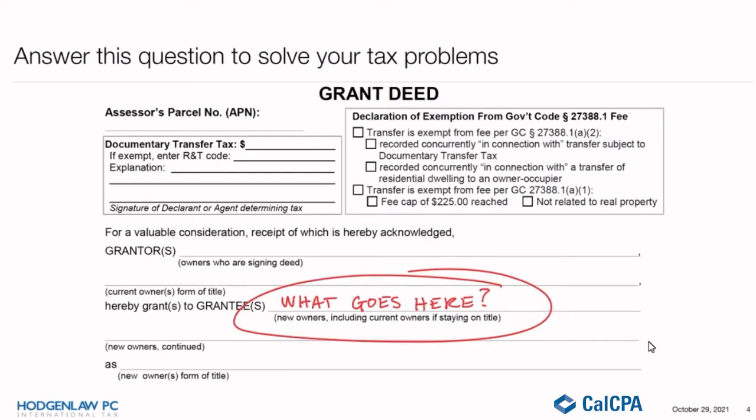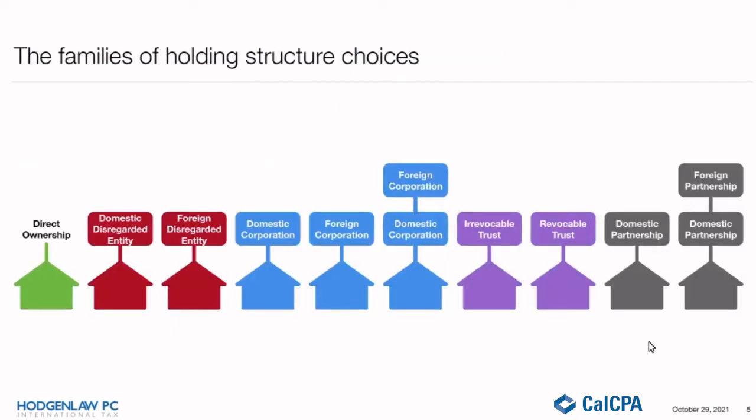So this is precisely the question that you're going to be answering when they come in and incoherently and hand wavy, they say, what do I do? This is my sort of super simple little diagram of all of the different families of choices that you have for holding structures. So starting on the left, direct ownership. You insert your name here on the grant deed. There are then going to be disregarded entity choices, either a domestic disregarded entity or a foreign disregarded entity. The blue ones are the whole family of corporate structures. Domestic corporation directly owns the real estate, foreign corporation directly owns the real estate, or you have a parent substructure. Then we have trusts. We have irrevocable trusts and we have revocable trusts. And finally, we have partnership structures.